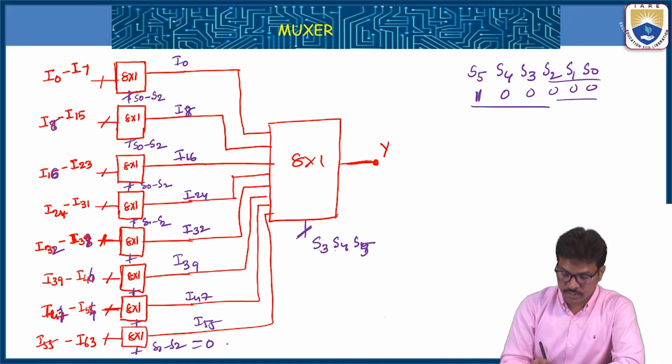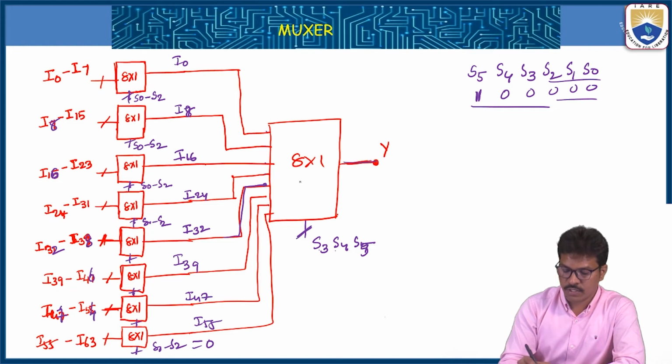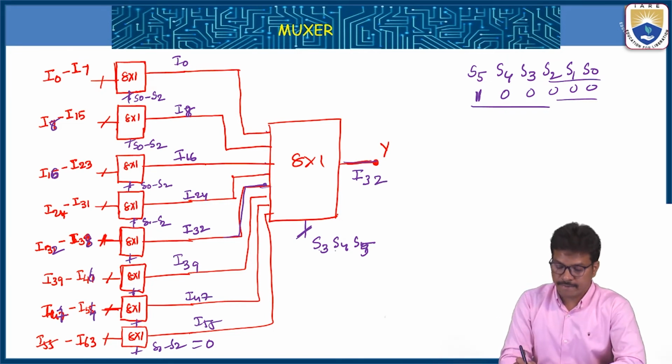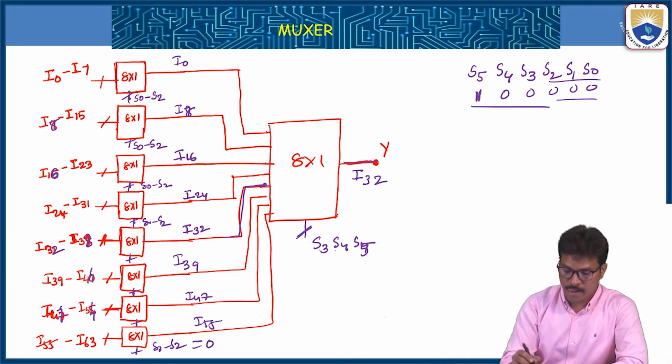The next one, 100, means 4. The remaining thing is the fourth one, 1, 0, 1, 2, 3, 4. Here it is 32. I32 is passing through this. So I32 is selected. So this means that S5 is 1 and the remaining all zeros means I32.